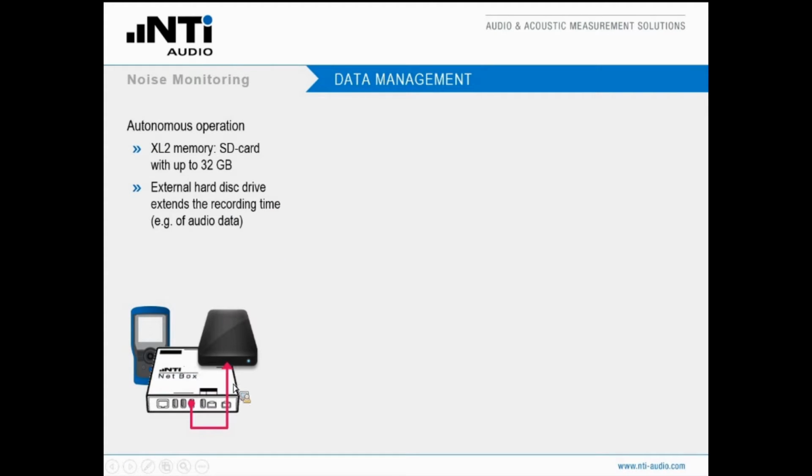So in that case, it is advisable to add a hard disk drive to your noise monitor. Well, you see it down here. In that case, we also have to add a netbox. However, in this case, without antenna, it is not necessary that you have a connection from the netbox to any system, to any server. You can just use it as an interface between the XL2 and your hard disk. So by this, you extend the available memory for your data recording as far as the memory of the hard disk.